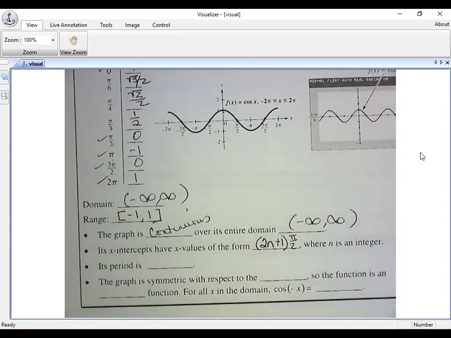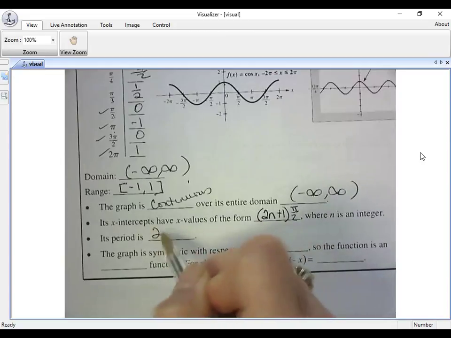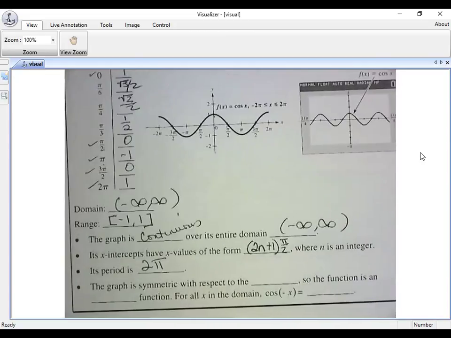That's the problem. What if we didn't have 2n plus 1? If we just had n plus 1, let's say we used 1 for n. 1 plus 1 is 2. Well, if I multiply 2 times pi over 2, I'm at pi. That's not right. So to make sure it's an odd number, that's why you want to do the 2n plus 1, okay, to keep that numerator odd. Okay, the period is what? 2 pi.